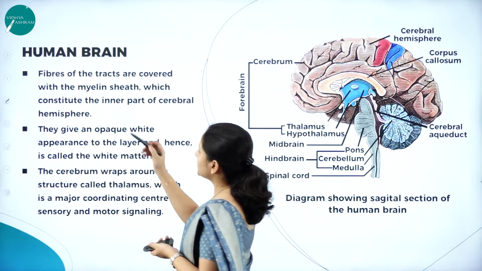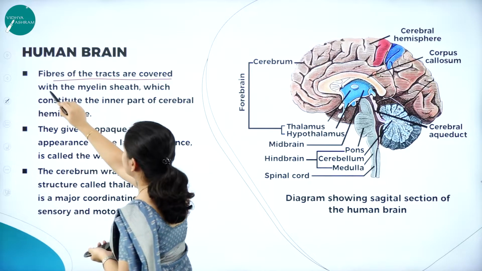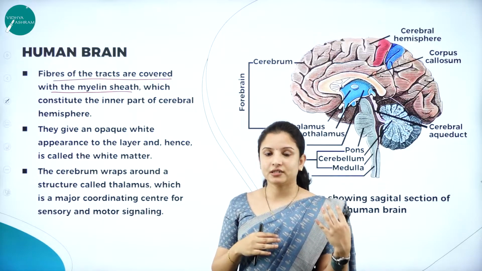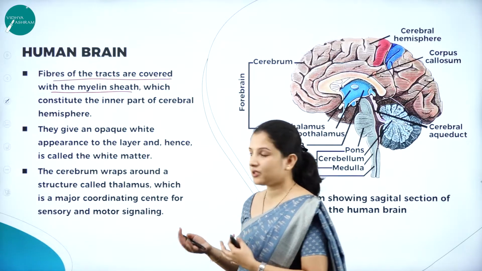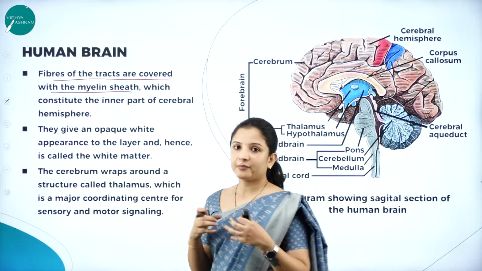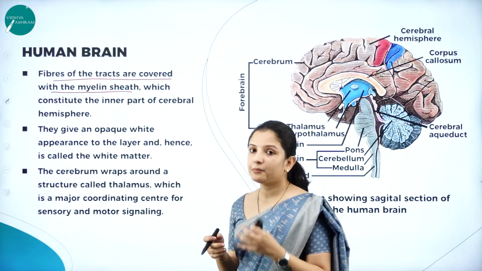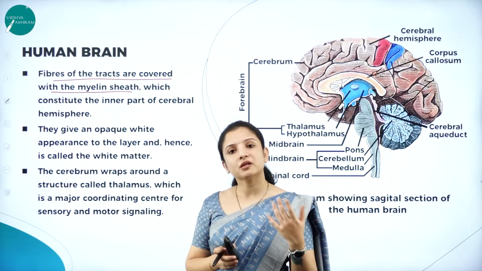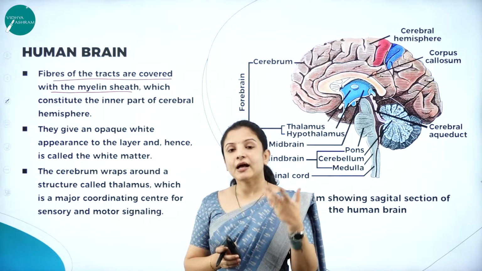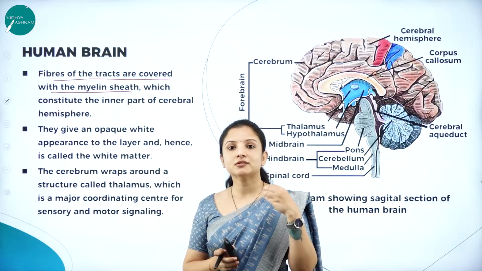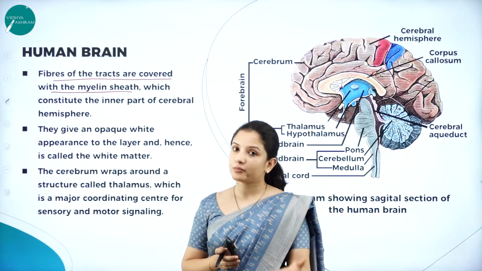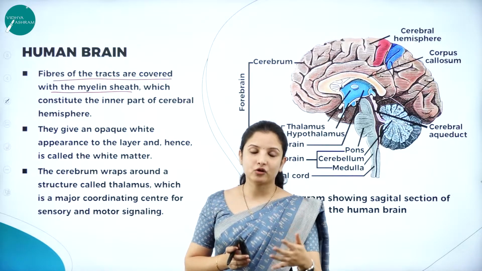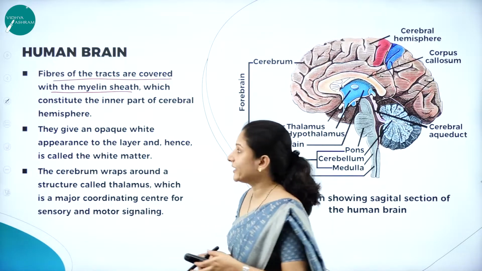The fibers and the tracts are covered by myelin sheath. I told you there are nerve fibers which join the right cerebrum with the left cerebral hemisphere, right? And these nerve fibers are covered by myelin sheath. If you remember, what are the nerve fibers made up of? They are nothing but neurons or nerve cells, right? And in those nerve cells, myelinated axons are there, non-myelinated axons are there. In this case, it is a myelinated axon because the nerve fibers are covered by myelin sheath.